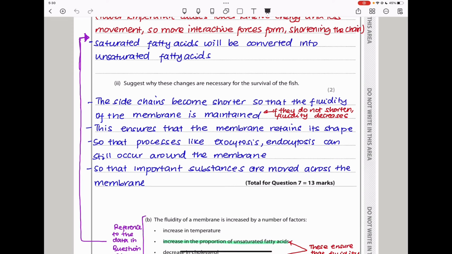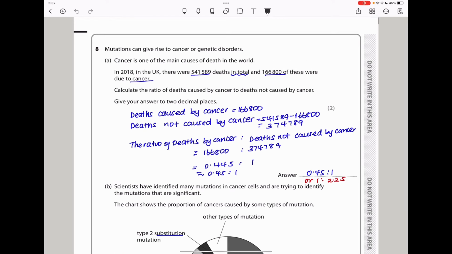So this brings us to the end of question 7. I'll move on to question 8. Mutations can give rise to cancer or genetic disorders. Cancer is one of the main causes of death in the world. In 2018, in the UK, there were 541,589 deaths in total, and 166,800 of these were due to cancer. They want you to calculate the ratio of deaths caused by cancer to deaths not caused by cancer, and they want you to give your answer in 2 decimal places.